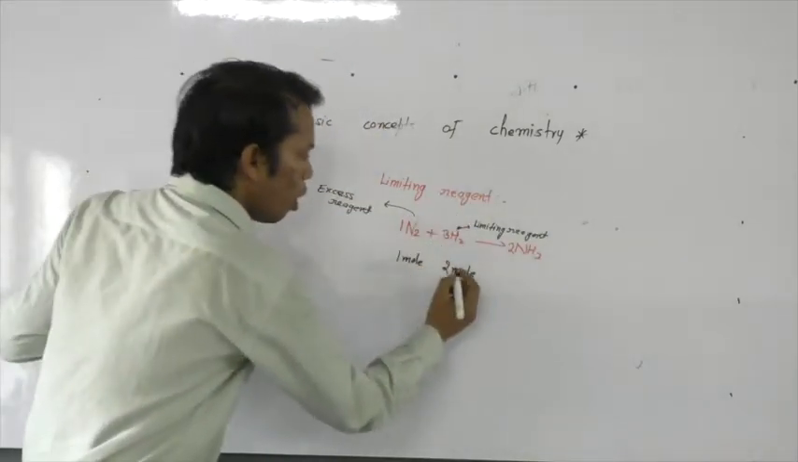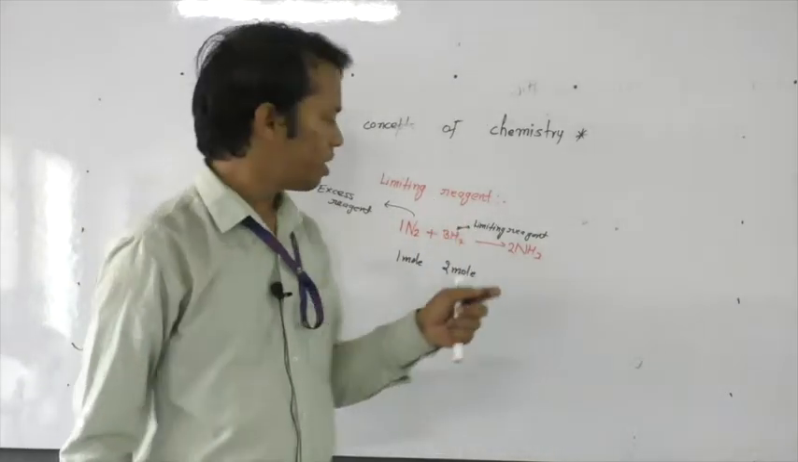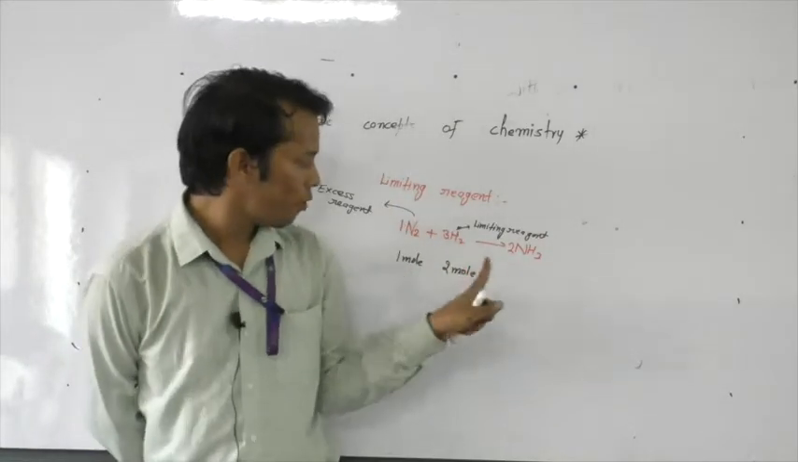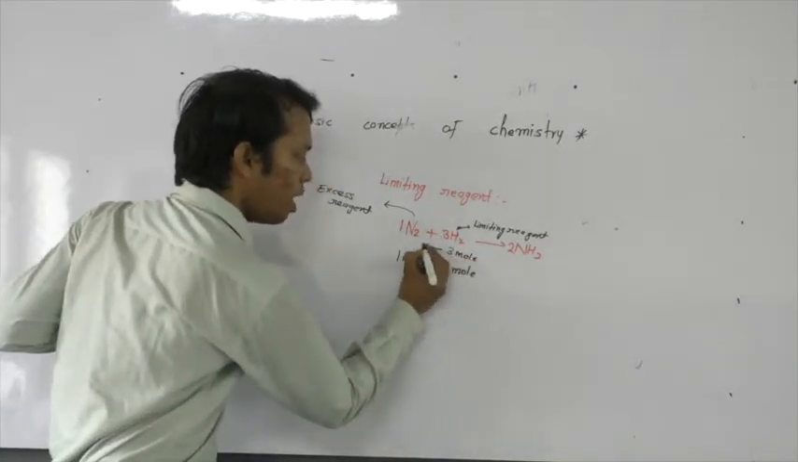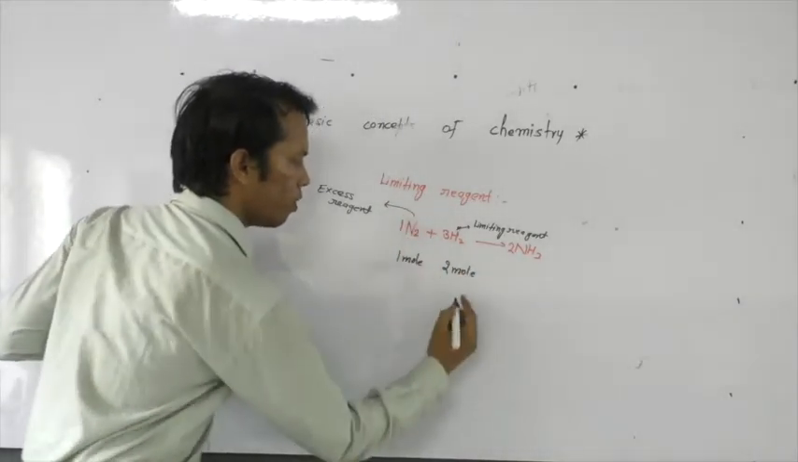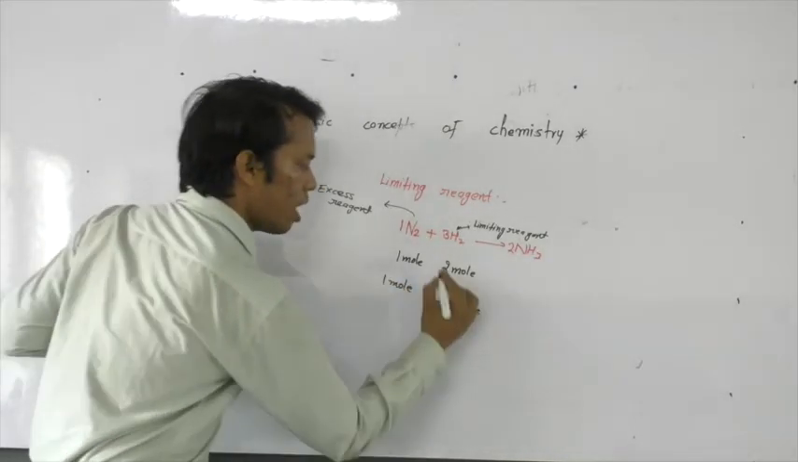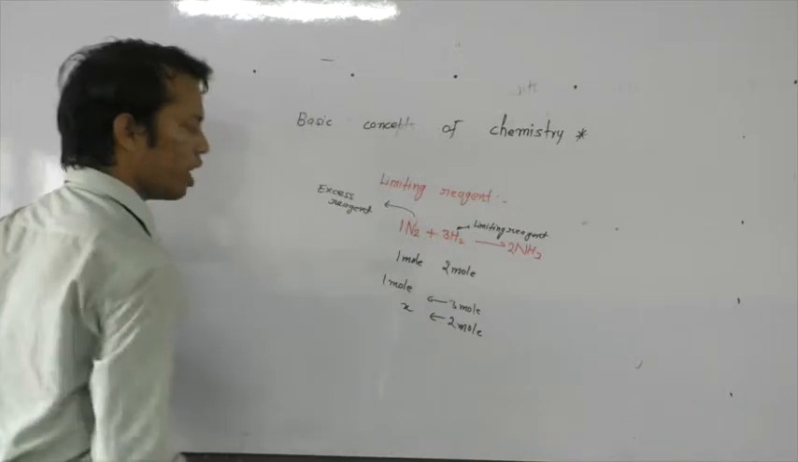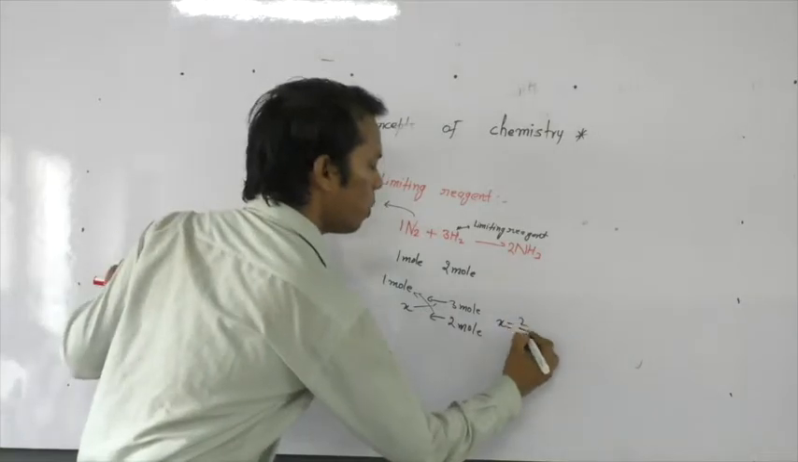So here, for 3 mole of H2, 1 mole of N2 is required, just 1/3. So for 2 mole of H2, how many moles of N2 are required? It is 2/3, correct? You can write it like this: for 3 mole of H2, 1 mole of N2 is required. So for 2 mole, how much will be required? Let's say X mole is required. Cross multiply. So X is 2/3.